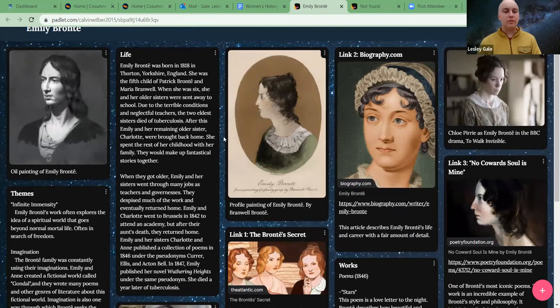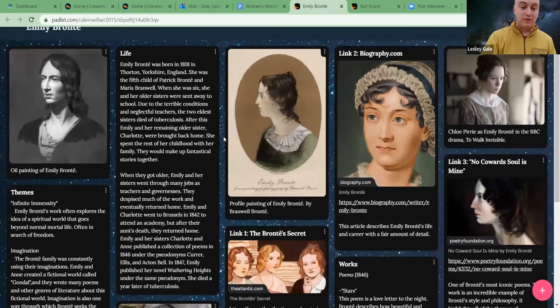When she was six, she and her older sisters were sent to a school, and due to the terrible conditions and the neglect of the teachers, her two eldest sisters died of tuberculosis. After this, Emily and Charlotte Bronte were brought back home and spent the rest of their childhoods there. Emily and Anne came up with a fantasy world called Gondal, and they wrote all these poems. I think their brother, Branwell Bronte, made art for it. There's some cool, complex lore there, I think.